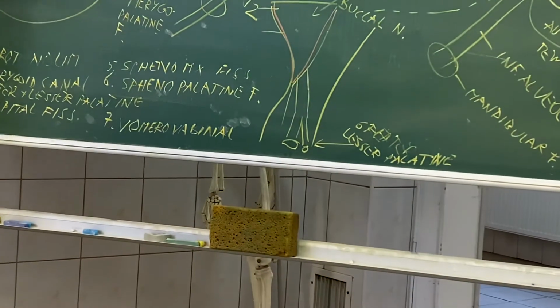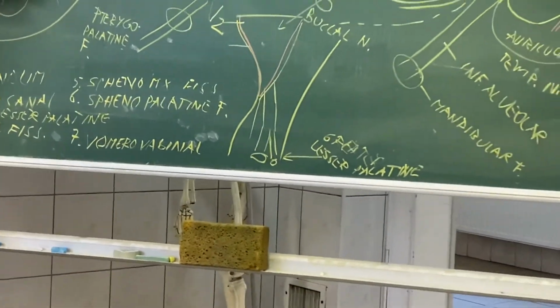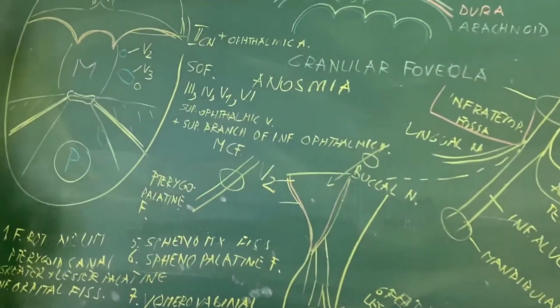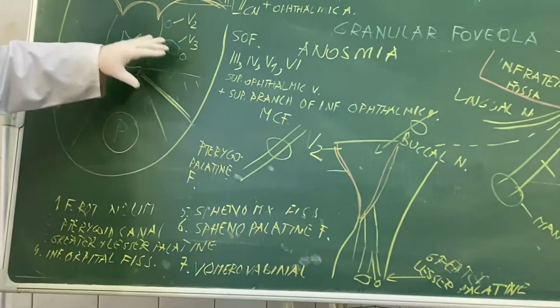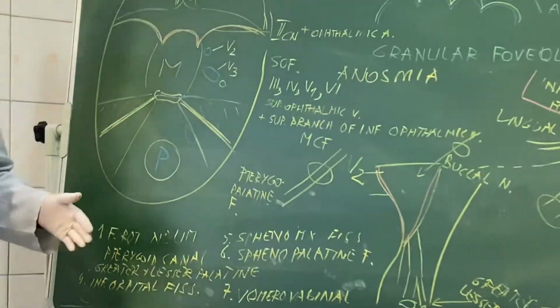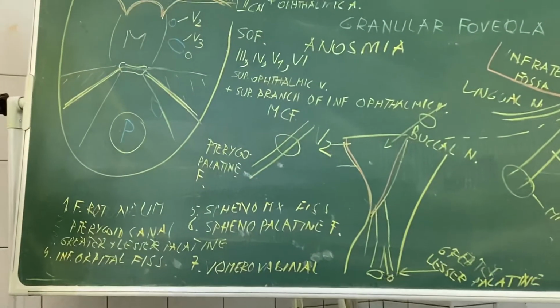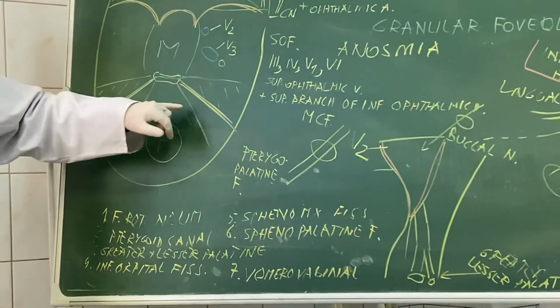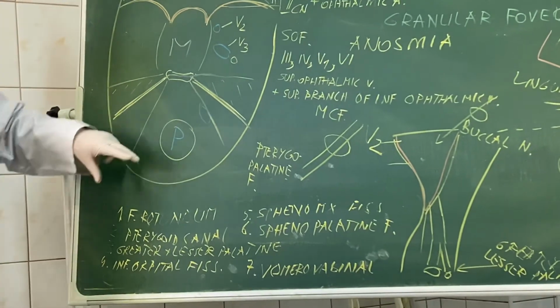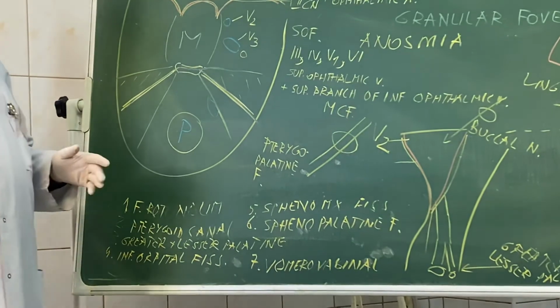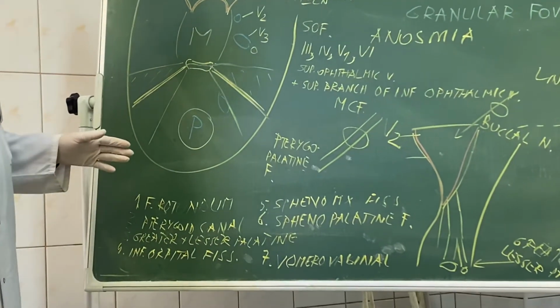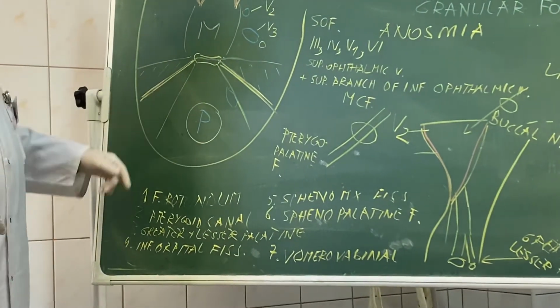Of course, we have here also the canals for the greater and lesser petrosal nerves. And the posterior cranial fossa is mainly just the foramen magnum. Bilaterally, we have the jugular foramen. We have the condylar canals and the hypoglossal canals. And then we have definitely the internal acoustic meatus.